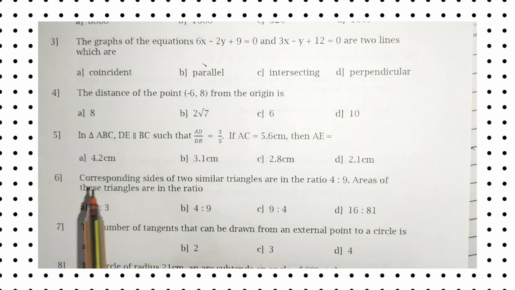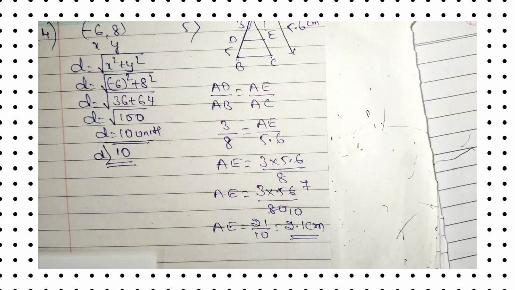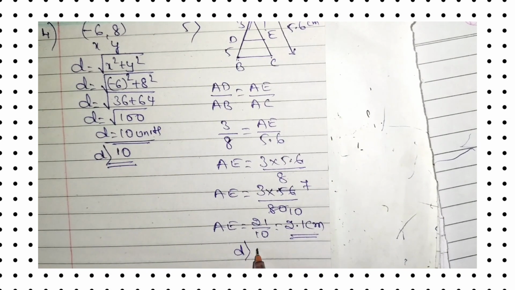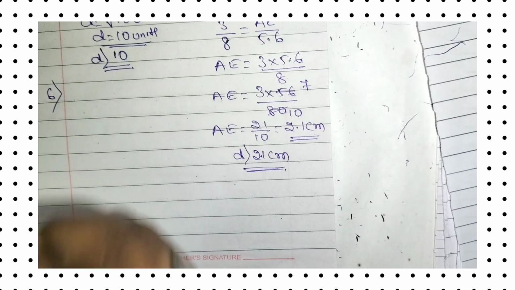ಹಾಗಾದ್ರೆ 2.1 ಎಲ್ಲಿದೆ ಅಂತ ನೋಡಿದರೆ ಆಪ್ಷನ್ ಡಿ. So option D is the right answer, which is equal to 2.1 centimeter. So let us move to question number 6.